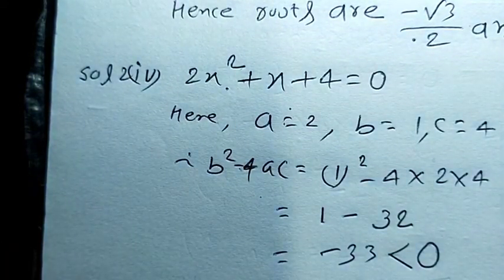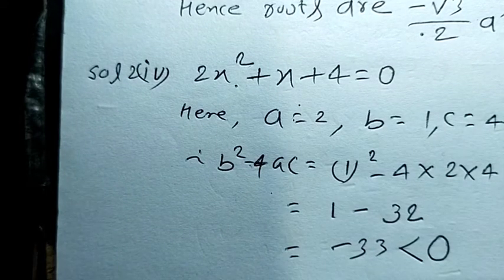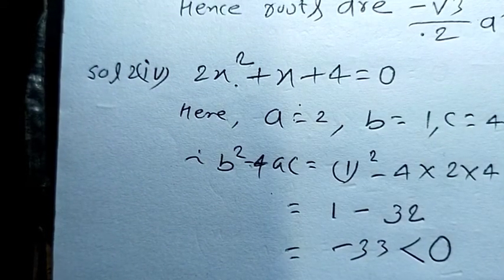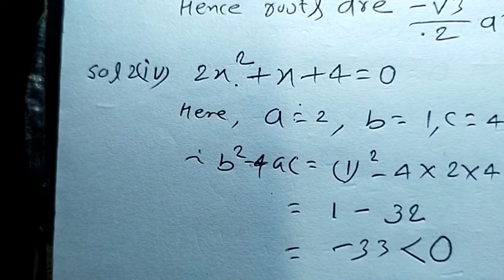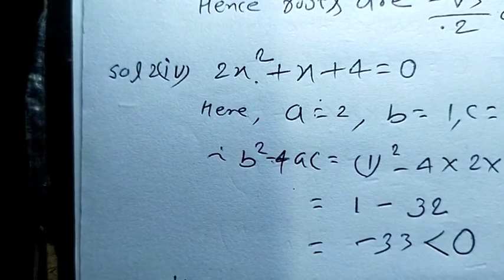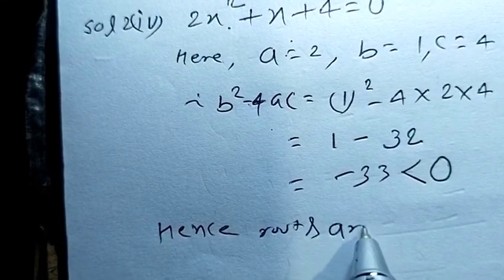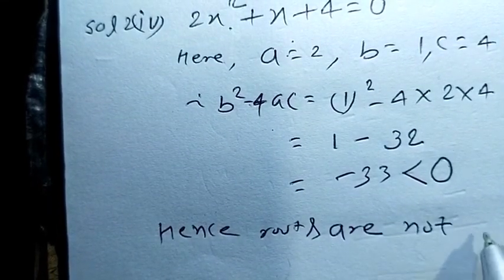In the condition for finding the roots, first, b square minus 4ac must be greater than or equal to 0, but here b square minus 4ac is less than 0. So roots are not possible. Hence roots are not possible.